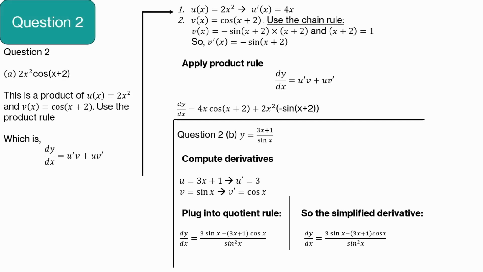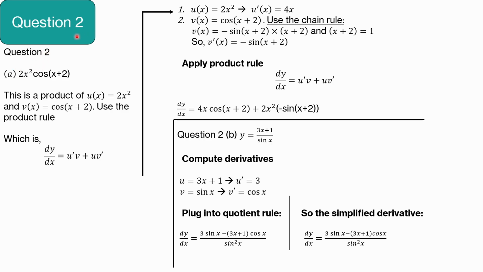To solve question 2a, given 2x squared times cos x plus 2, we need to find the derivative of this expression. To do that, I'm going to use the product rule. Why? Because this expression is a product of 2x squared multiplied by cos x plus 2.